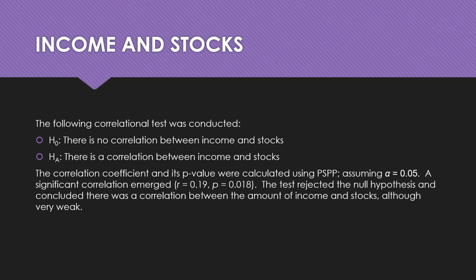So again, using PSPP, assuming alpha is 0.05, we were able to find that there is a significant correlation with R value being 0.19 and P value being 0.018. Therefore, we can reject the null and conclude there is a correlation between the amount of income and stocks. Although in this case, it's very weak, nonetheless, it is still a correlation.